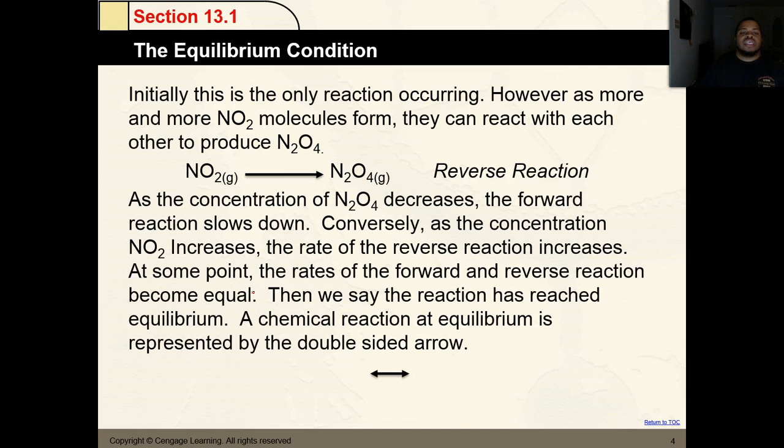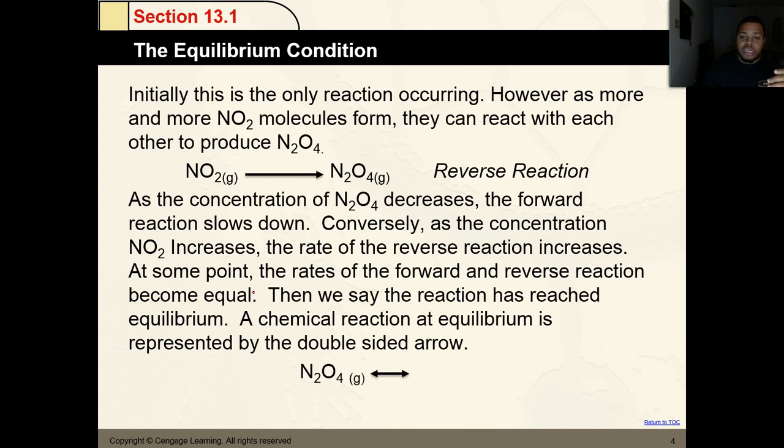Now, as the concentration of dinitrogen tetroxide, or N2O4, increases, the forward reaction slows down. So it's breaking down, and then the forward reaction is going to start to slow down. Conversely, as the concentration of NO2 increases, the rate of the reverse reaction increases. At some point, the rates of the forward and reverse reactions are going to be equal. They're going to be breaking down as fast as they're being formed. Then we say that the reaction has reached equilibrium.